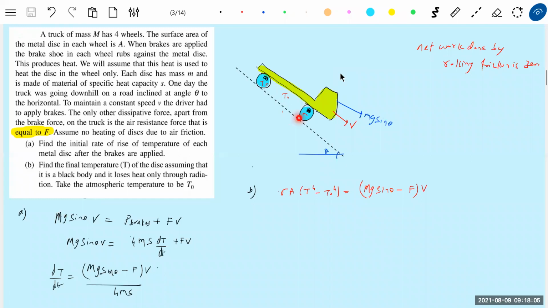Now one more thing. In fact the friction acting will be rolling friction. Due to rolling friction, the net work done by rolling friction is 0. You need not bring the work done by rolling friction into the calculation. Net work done by rolling friction will be 0. I think this is one important parameter here.